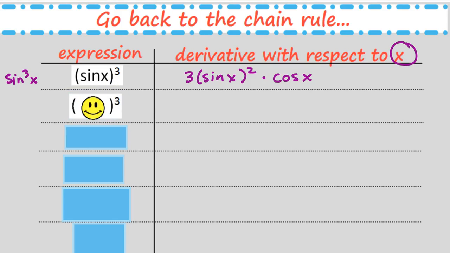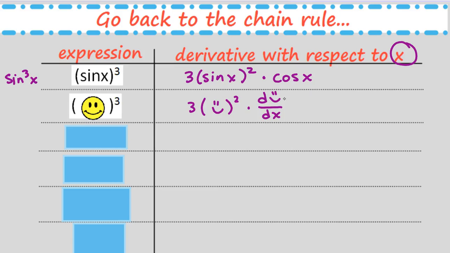So let's look at something similar. In this case we have smiley face cubed. It's the same situation. We have an inside and we have an outside. So we first take the derivative of the outside. So we have 3 times smiley face squared. And then we have to multiply that by the derivative of smiley face. See, smiley face is not our variable. X is our variable. Smiley face is a function of x. So what's the derivative of smiley face with respect to x? That would be d smiley face dx.